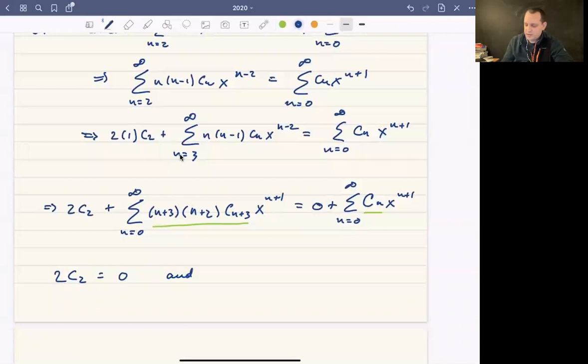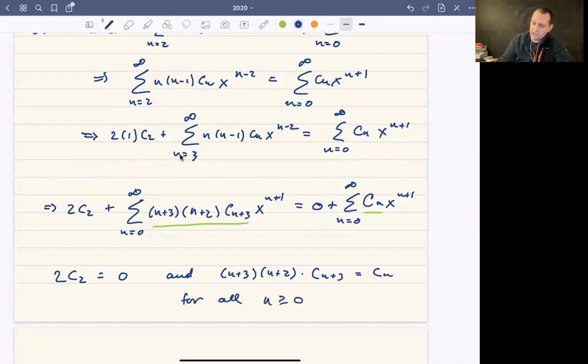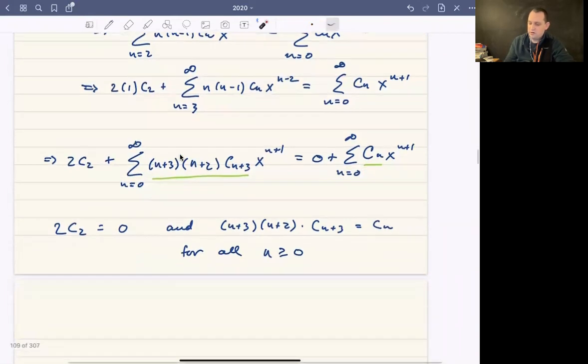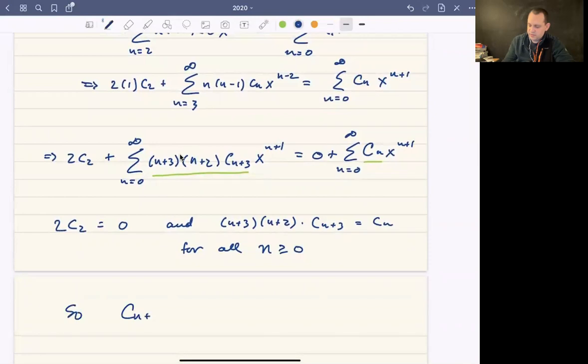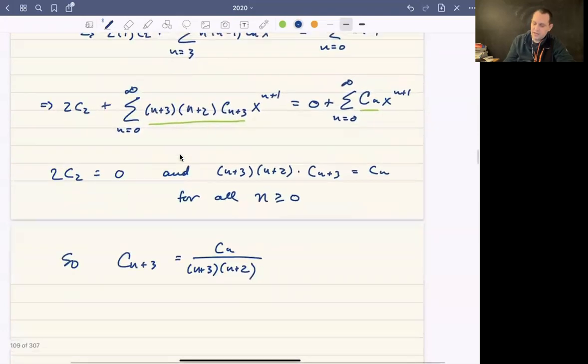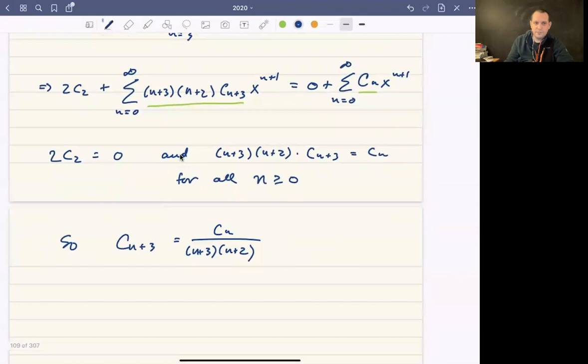So n plus 3 times n plus 2 times c sub n plus 3 is going to be equal to c sub n for all values n greater than or equal to our starting index, which is 0. Okay, so that's true for all n greater than or equal to 0. So this tells us that our sequence c sub n plus 3 is equal to c sub n over n plus 3 times n plus 2. And our c sub 2 is 0.